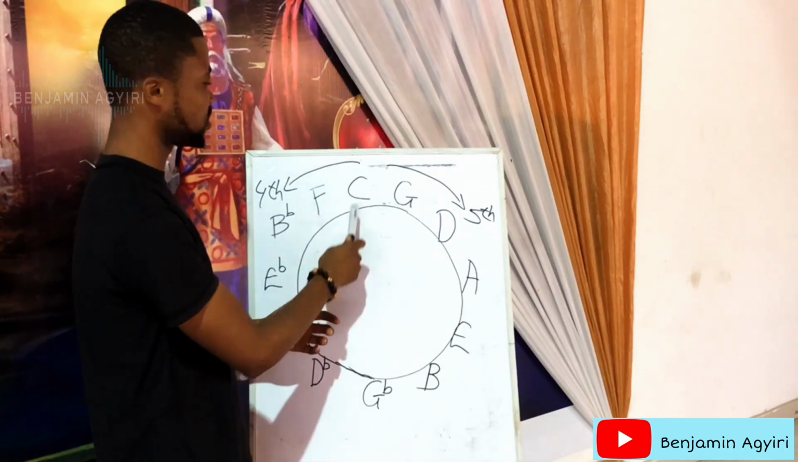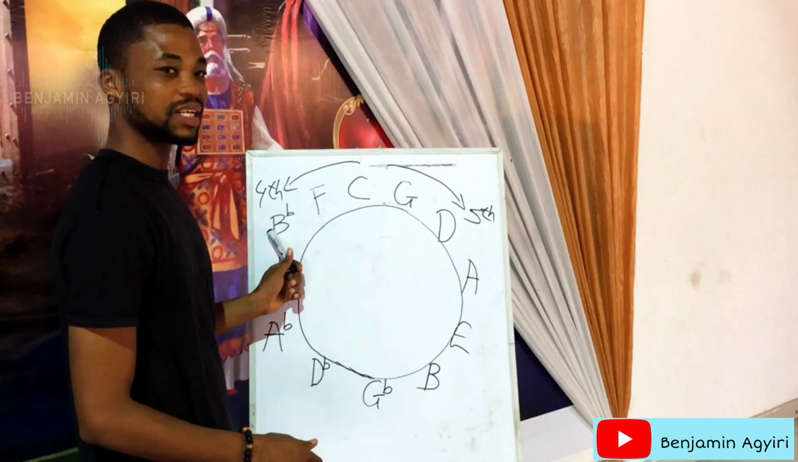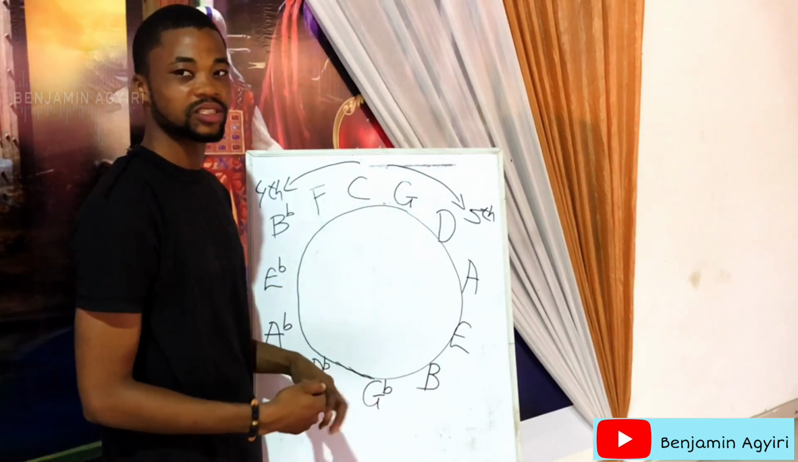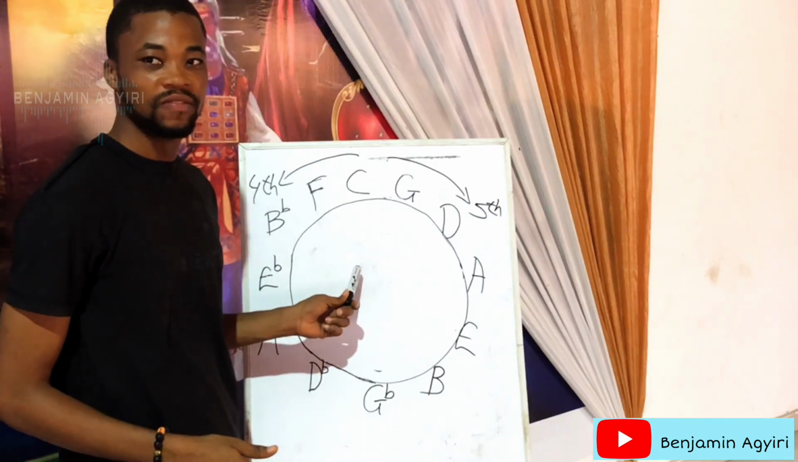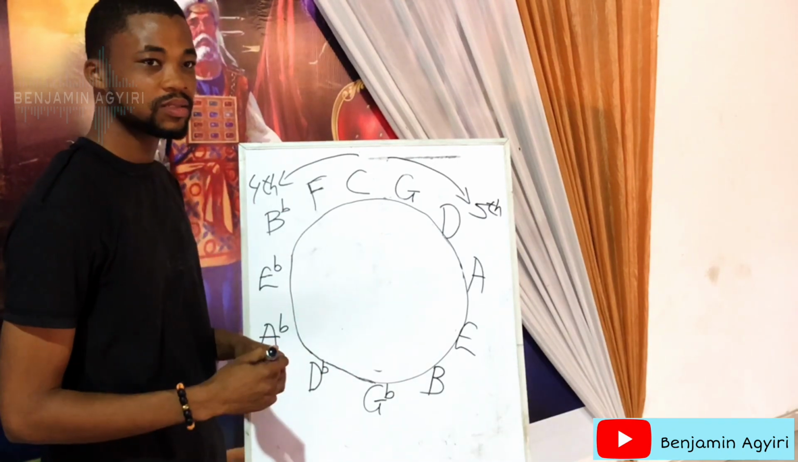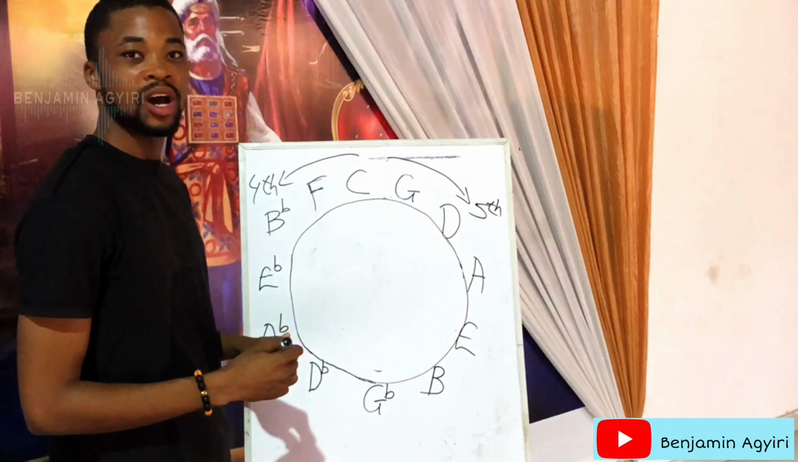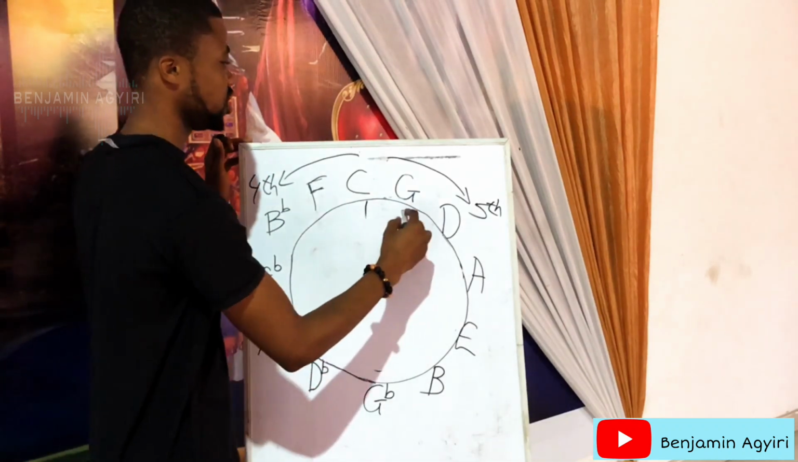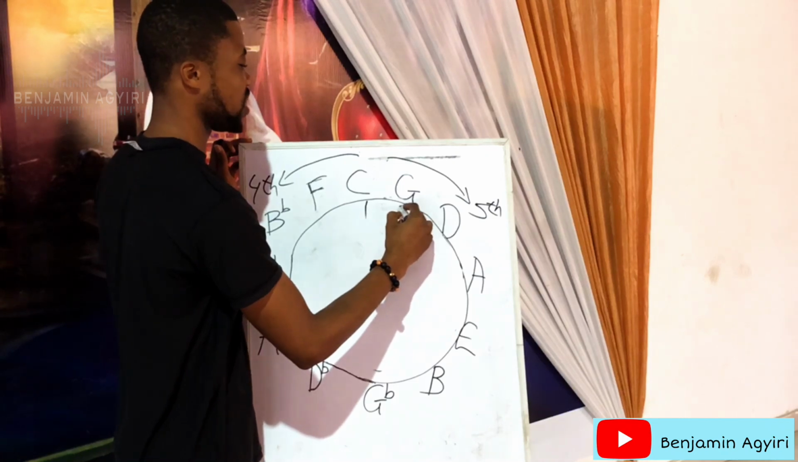F is a fourth of C. B flat is a fourth of F. It also follows in that direction. Cycle of fourths and fifths has to do with movements. With C being our reference, C is going to be 1, G 5.